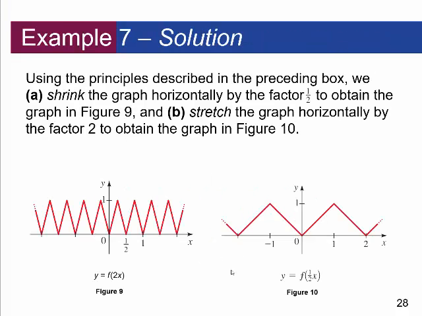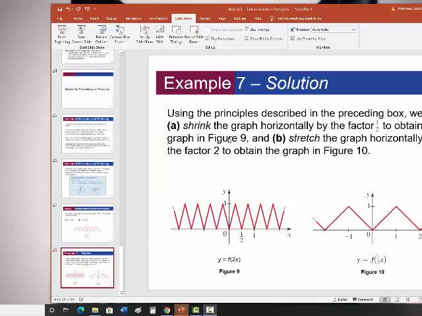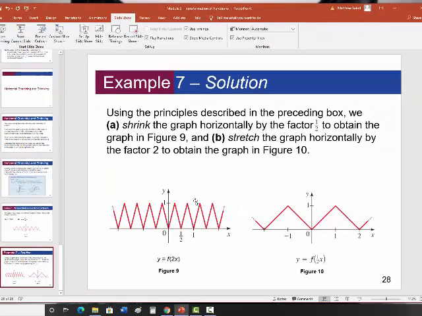So for the first one, you shrink the graph horizontally by a factor of 1/2, because it's 1 over c, to obtain the graph in figure 9, shown there. And as I said in the previous slide, you stretch the graph horizontally by a factor of 2 to obtain this new figure in 10 here. I know there were a lot of rules in here, but if you keep this for reference, you should be able to sketch these graphs pretty quickly.